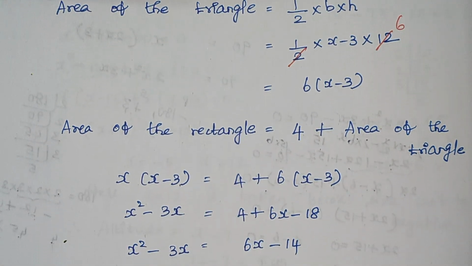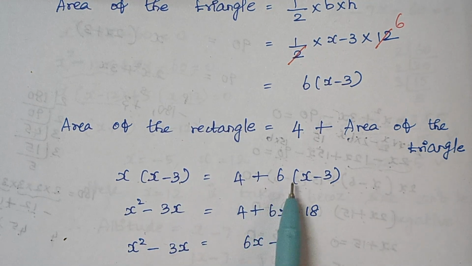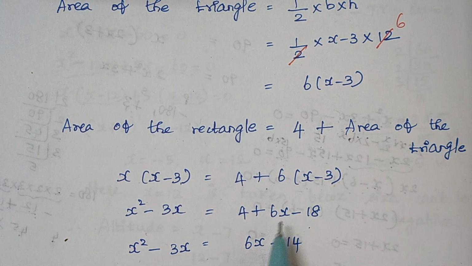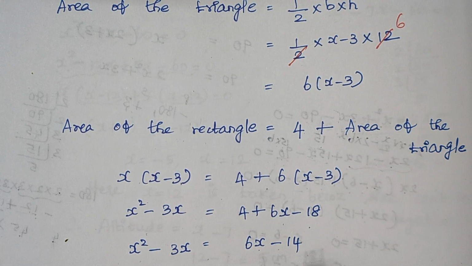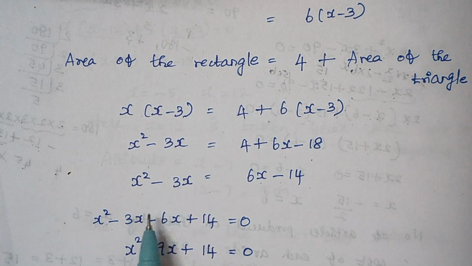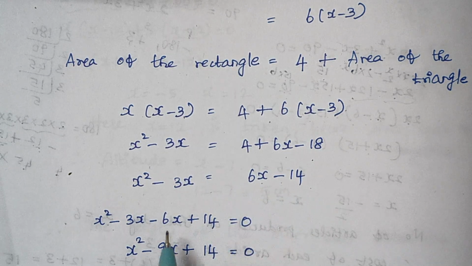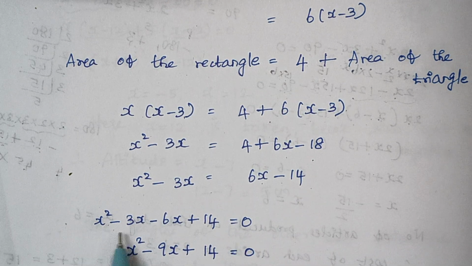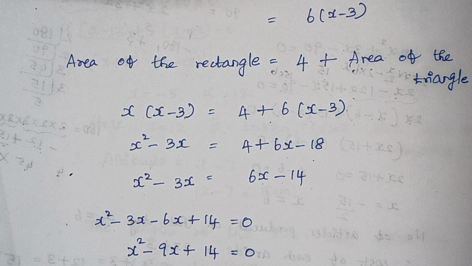Now we are going to simplify this. x into x, x square, x into 3, 3x; 4 plus 6 into x, 6x minus 18. So x square minus 3x is equal to 6x, 18 minus 4 gives you 14, so 6x minus 14. Now I am going to move all the terms to the left hand side. So here we have x square minus 3x. When you move these terms to the left hand side, there will be a sign change. So plus 6x becomes minus 6x and minus 14 becomes plus 14, equal to 0. So x square, minus 3x minus 6x gives you minus 9x. So x square minus 9x plus 14 is equal to 0.